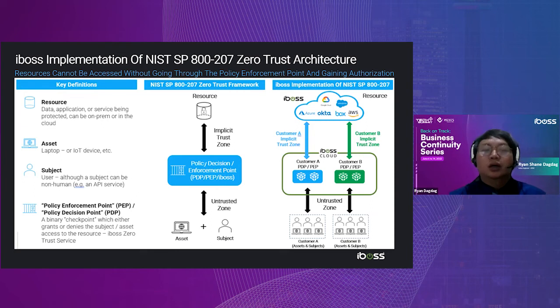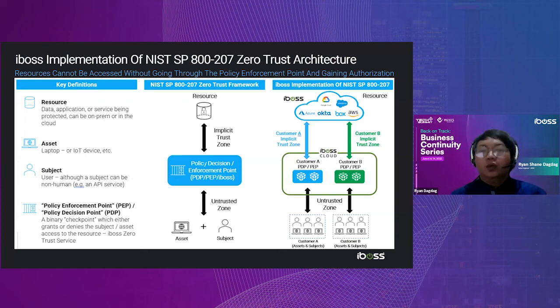We don't tag whether it's private or public. We inspect all data in transit going to any resource, so at the policy enforcement point, this is where iboss comes in. All data in transit going to any application is subject to compliance, malware defense, and data loss prevention at all times. Wherever you are, the policy enforcement point will follow you. So we can provide you a comprehensive solution to prevent cyber attacks coming from the internet or even offline.